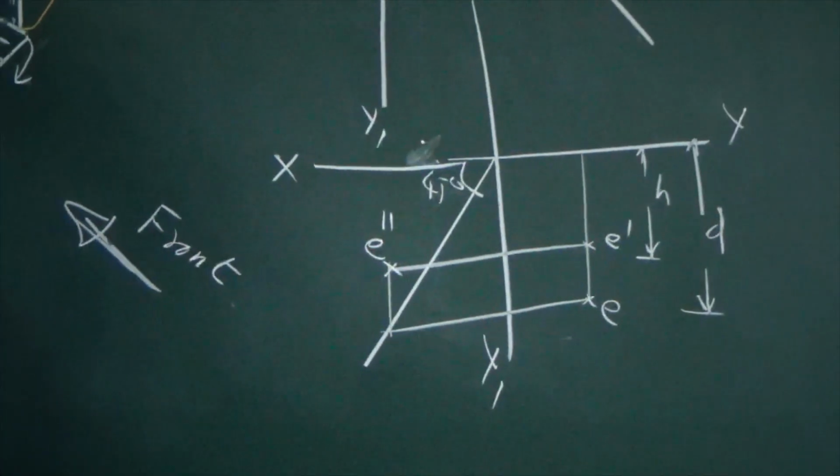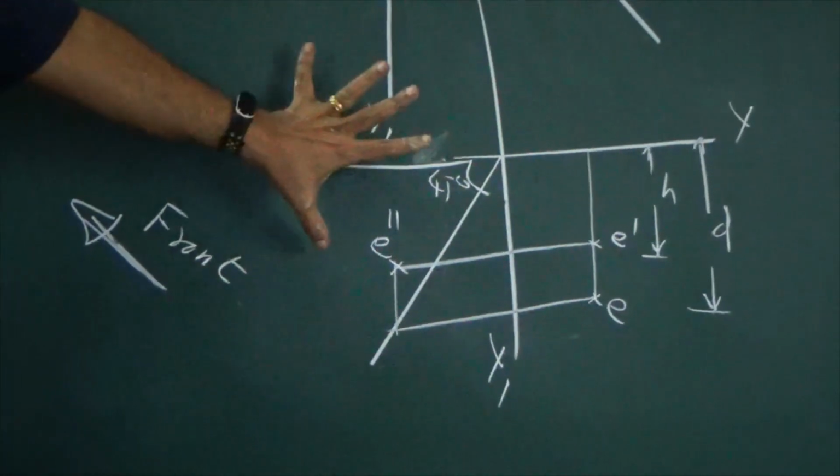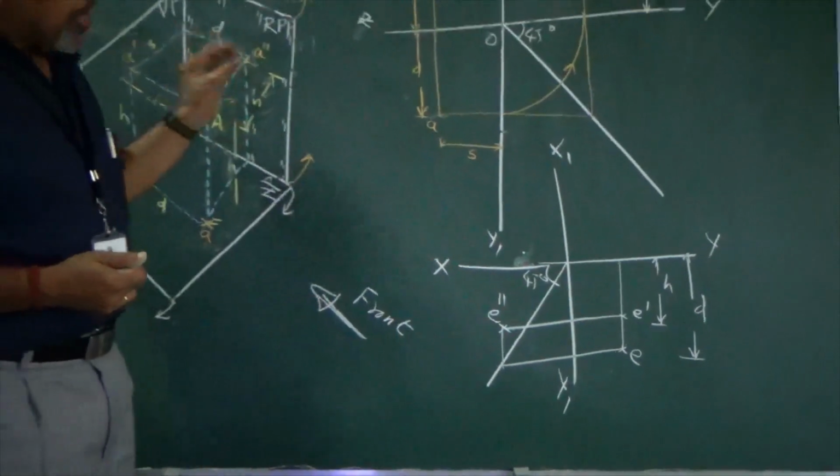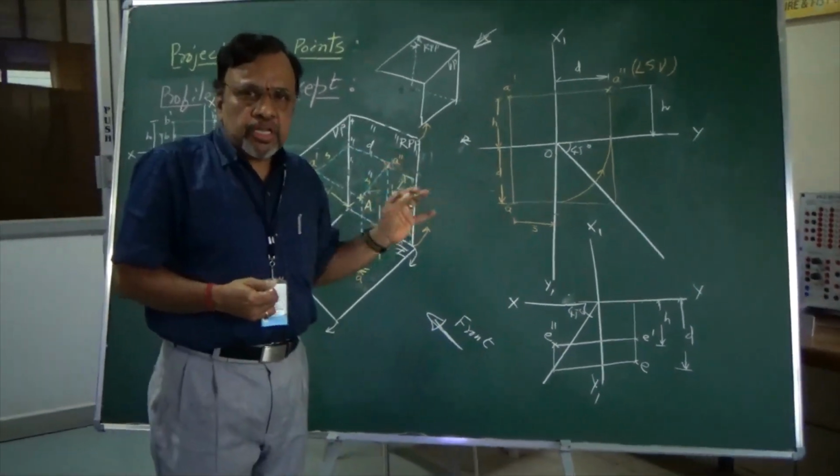Understood? I think you have to simply follow this particular procedure so that I can get the projection of points, or I can draw all three views of the particular point.